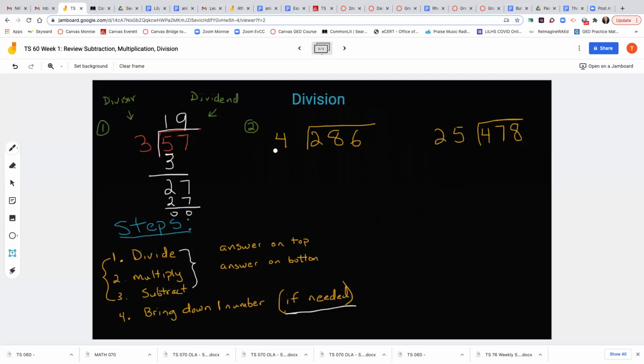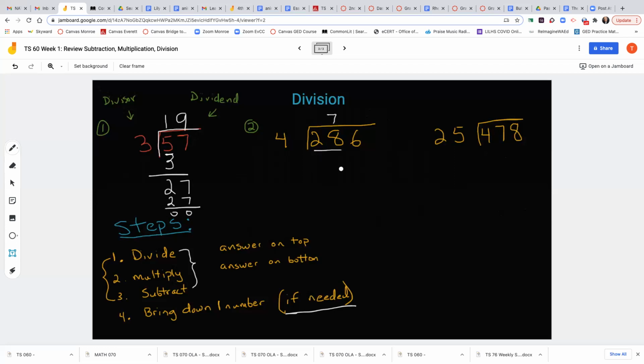Step 1 is to divide. Will 4 divide into 2? No, it won't. So I'm now dividing into 28 here, okay? So 4 goes into 28 7 times. 7 times 4 is 28. Notice very carefully right here where I'm putting that 7. You notice I didn't put it above the 2 because I'm not dividing it into 2. I'm dividing it into the whole number 28.